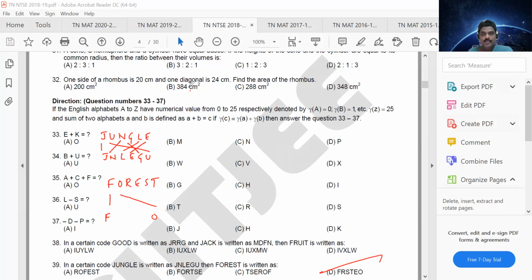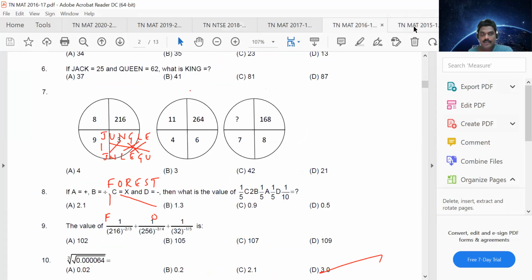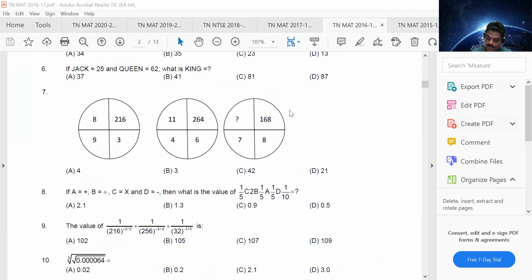Now, I have a few more questions. Observe here. There is a question like this. This is a very, very basic question which was asked in previous years. Right. The question is like this. Jack is equal to 25. Queen is equal to 62. What is the code for king?